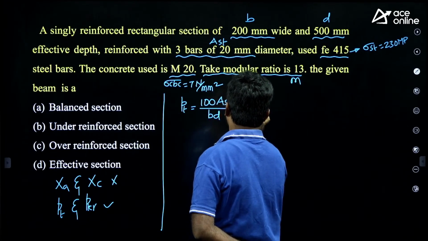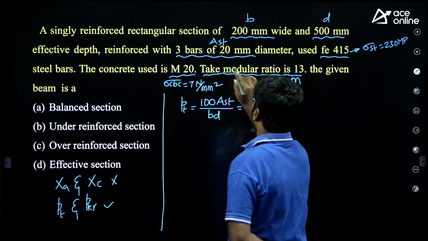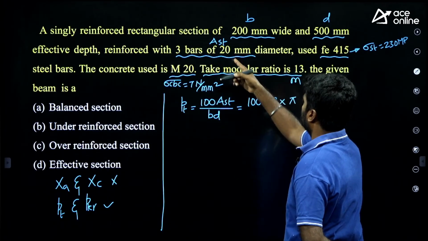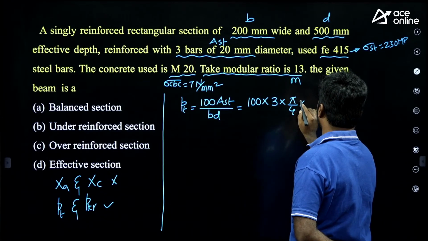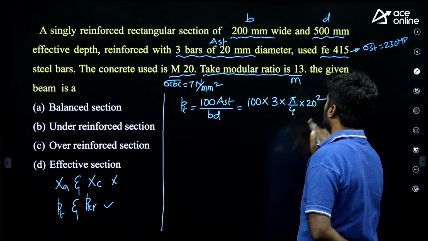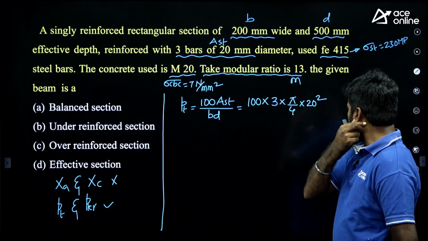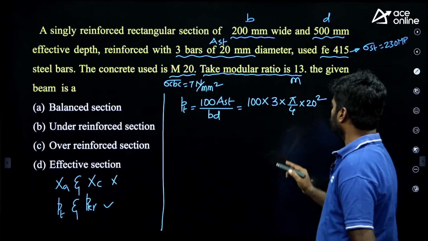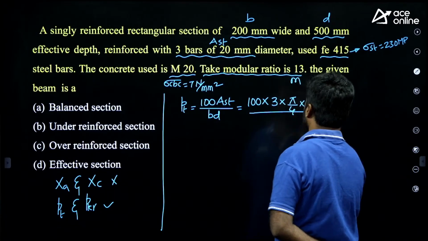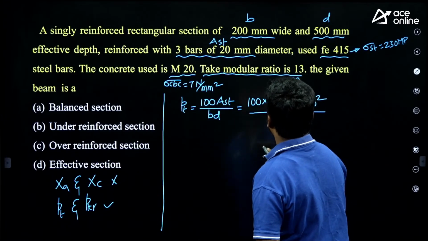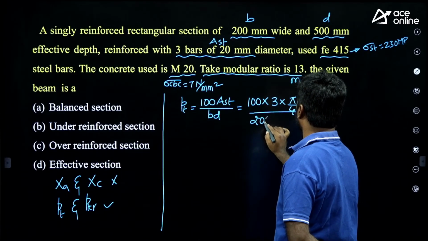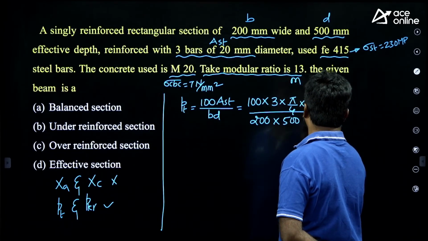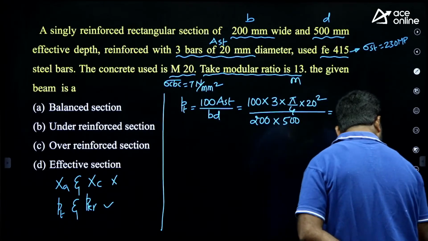Right, 100 Ast. How many bars are given? 3 bars given. What is the diameter given? 20 mm. So, area of steel you can determine like this: 100 into 3 into pi by 4 into 20 square. Next one, bD, where b is 200 mm. What is the D here? 500. Okay, let us simplify this.